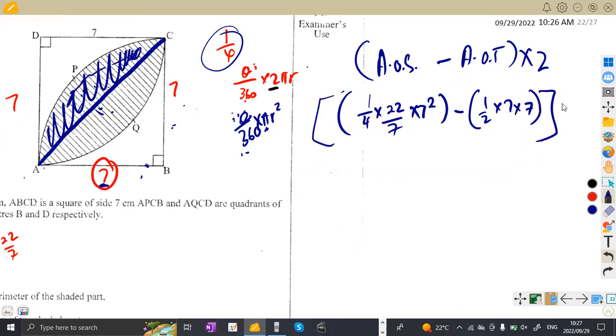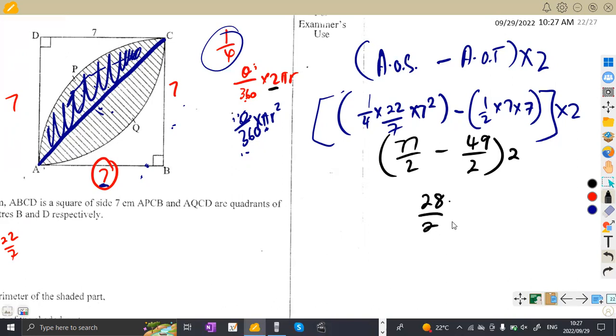Whatever we get, we multiply by 2. There are 2 figures which are the same. That's why we have to multiply by 2. So it's a matter of reducing your answers here. If I'm not mistaken, we are going to get something like 77 over 2 minus 49 over 2, and whatever we get, multiply by 2. So 77 minus 49, that's 28, so it's 28 over 2. Whatever we get, multiply by 2. 28 over 2 is 14, and 14 times 2 is 28. This is area, so it is going to give us 28 square centimeters.